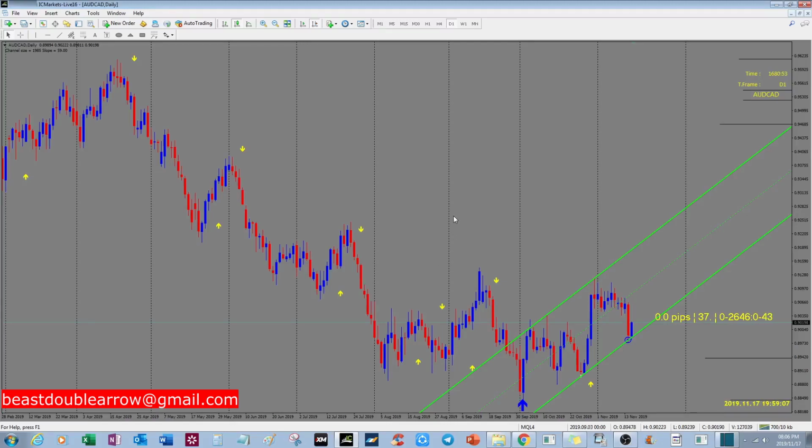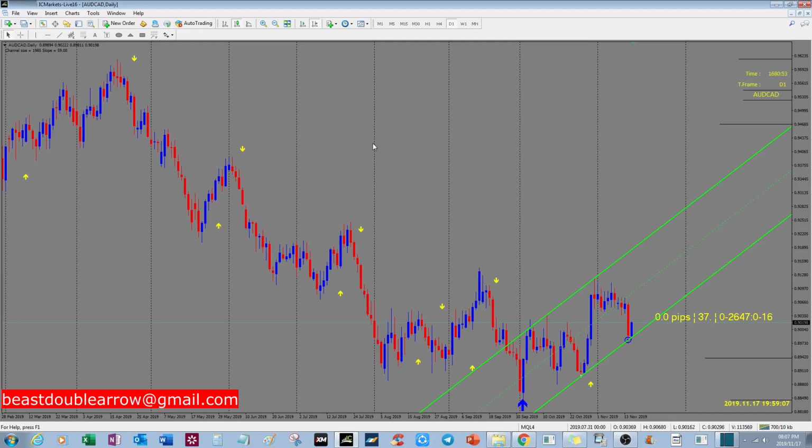I just want to make this tutorial to show you how I personally use this Beast Double Arrow trading software. If I come to my charts, I'll always start off on the daily chart. Like I said, you can use this software for swing trading, day trading, as well as scalping. You can decide what method you want to use it for, what's your style of trading.